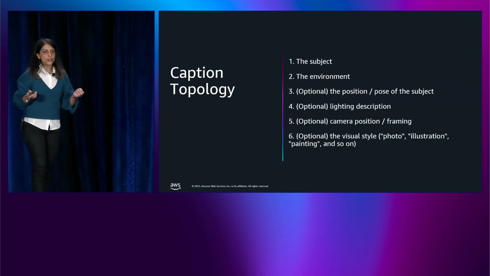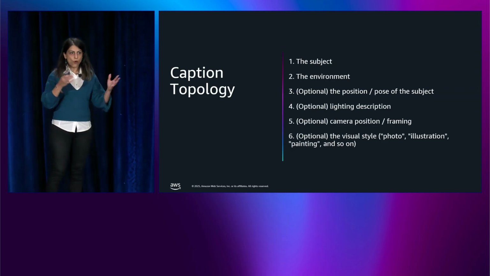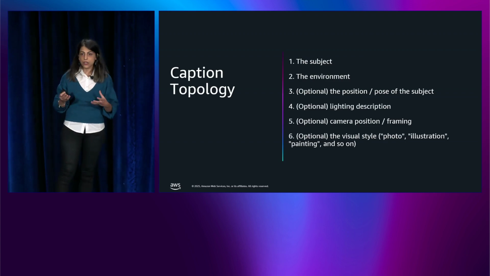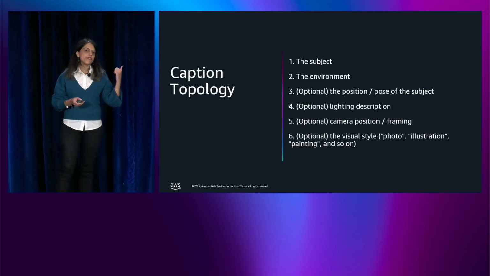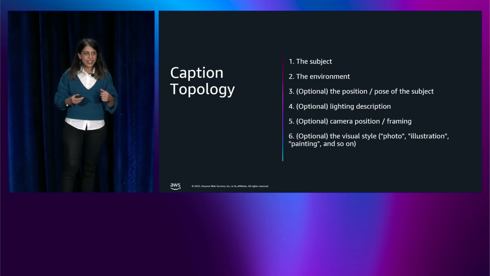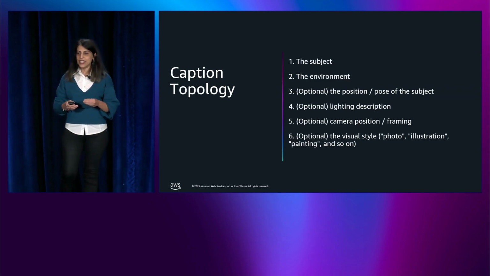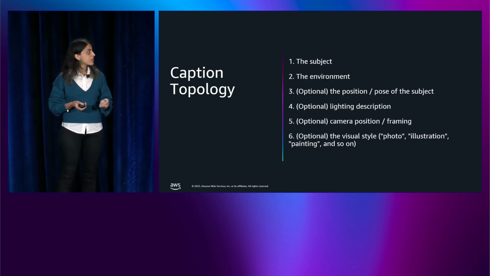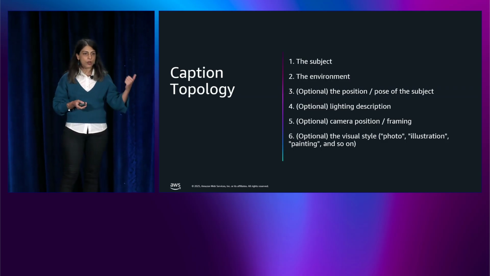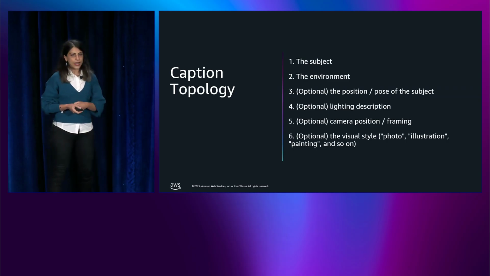Usually in the caption, of course, you have the subject, the point of reference, and the environment, all the elements in the environment that you want to have in your image. But then there are optional elements that if you add them to your caption, it will enrich the caption, and then you get that really amazing, natural-looking image. Things like position and pose of the subject, lighting description, camera position, and the style.